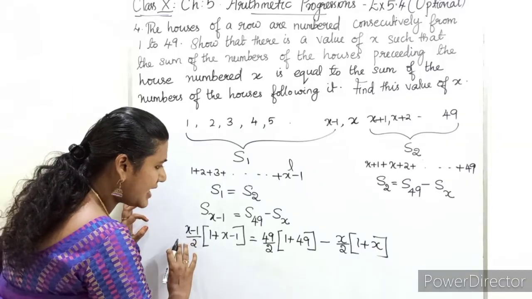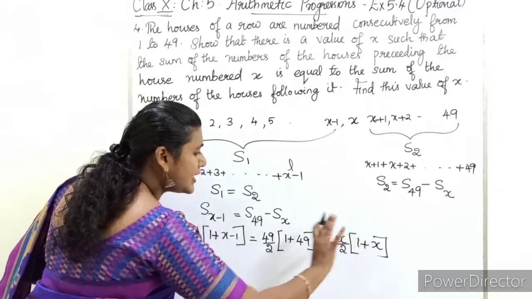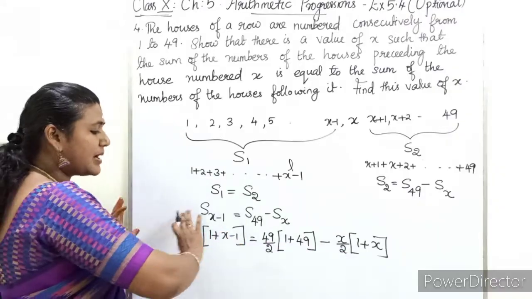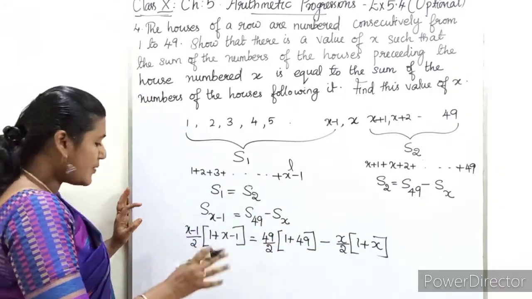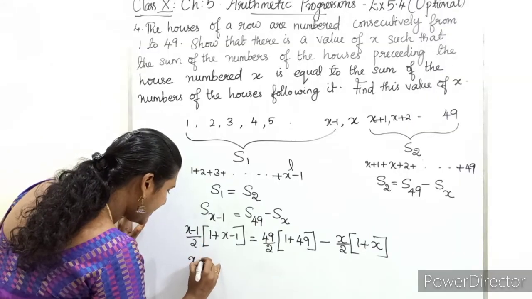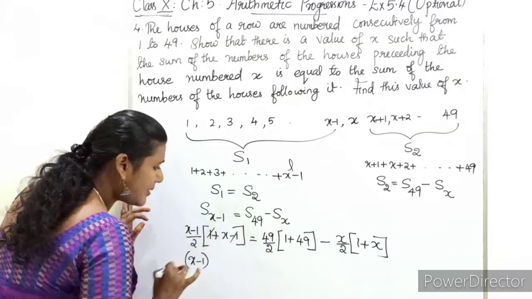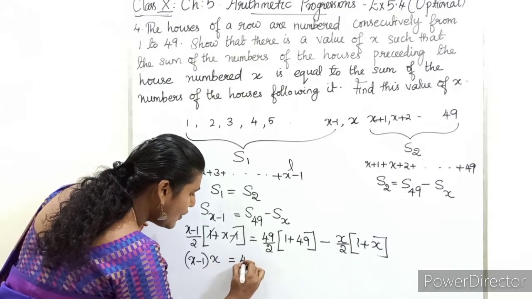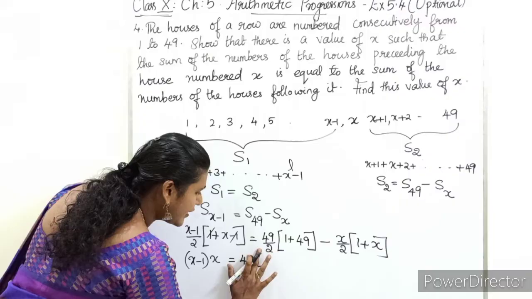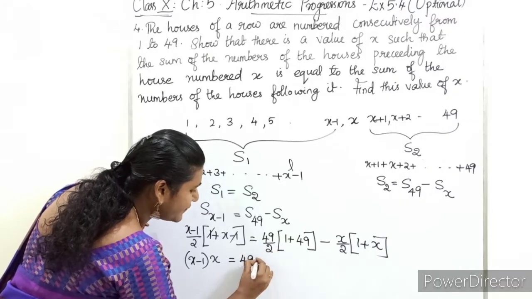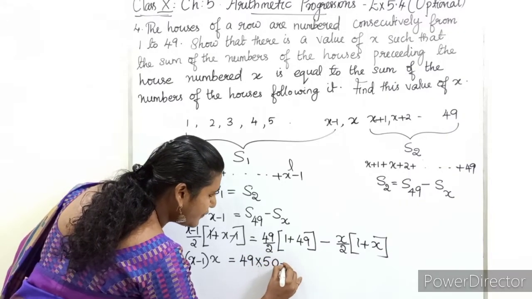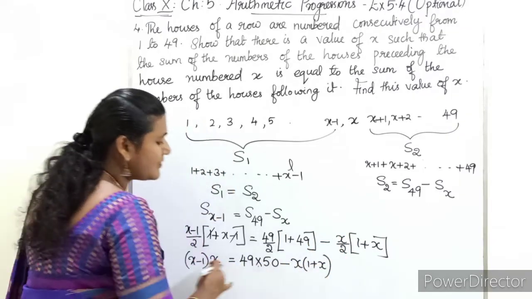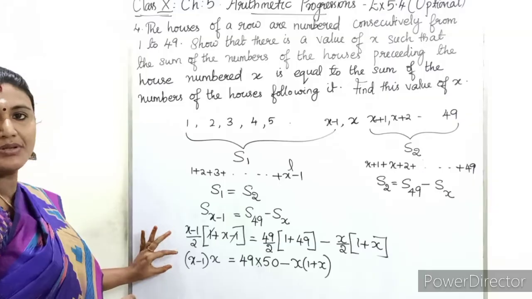We can multiply this equation by 2, so the denominator 2 will get cancelled. So we will get (x minus 1) into (1 plus x minus 1), where plus 1 and minus 1 cancel, so into x, is equal to 49 into (1 plus 49), that is 49 into 50, minus x into (1 plus x). Now we will simplify this and find the value of x.